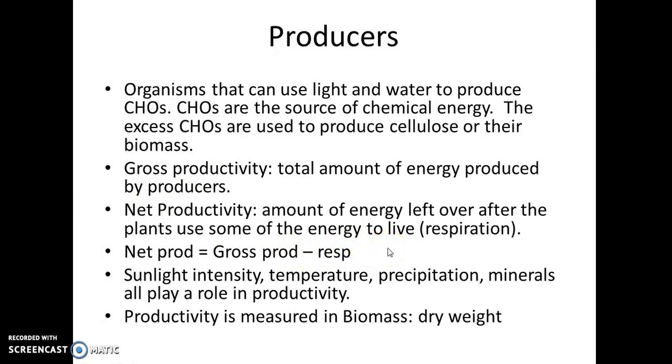And the net productivity is what's used to produce starch. It's what's used to produce cellulose. Now, sunlight intensity, temperature, precipitation, and minerals all play a role in productivity. And productivity is measured in biomass, right? Because that is the stuff that's left over to produce the cellulose.